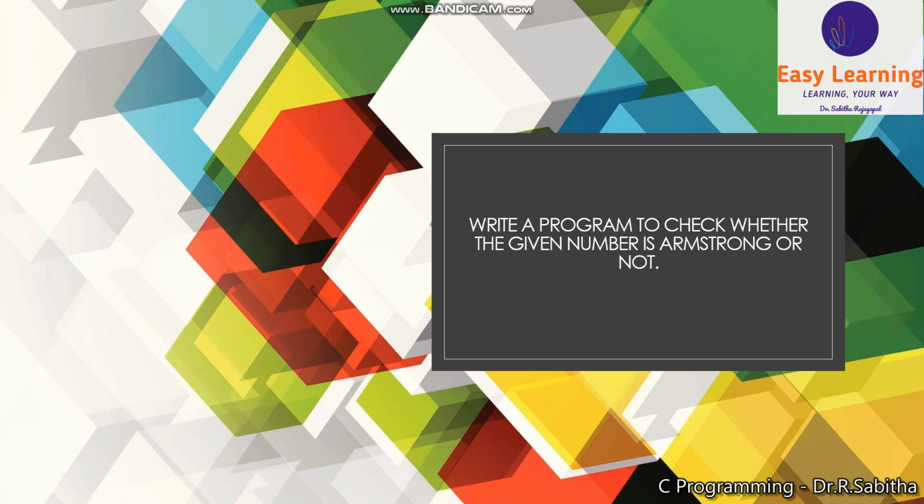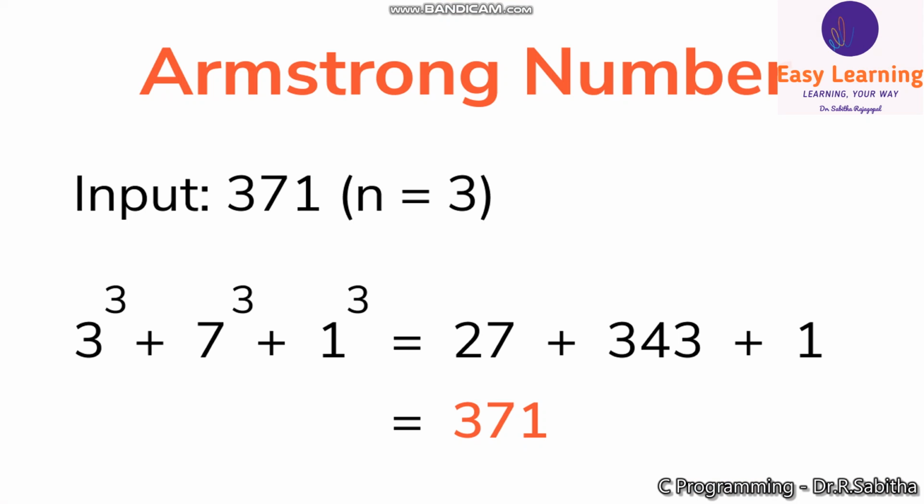Let us understand how to write a C program to check whether the given number is an Armstrong number or not. Before we start with the program, let us first analyze what an Armstrong number is. Let me give an example. Here, the input number is 371. So, the number of digits in this input number is 3.